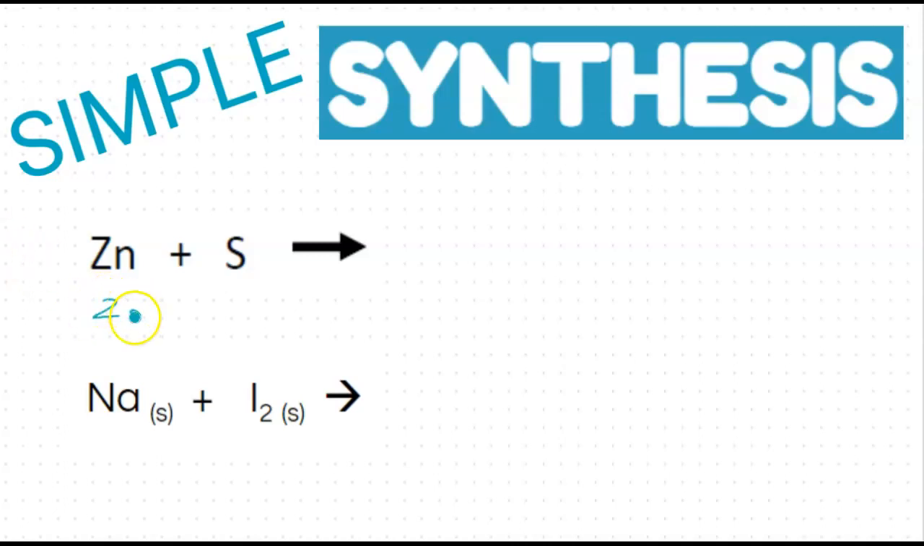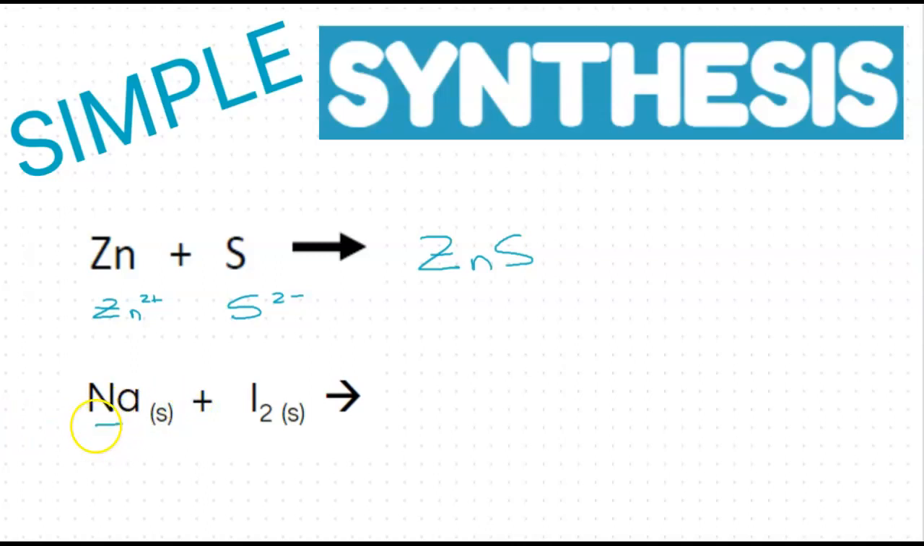I find that zinc has a 2+ charge, and sulfur has a 2- charge. So when I crisscross reduce, I wind up with ZnS as my final compound formula. Same process with the bottom reaction.